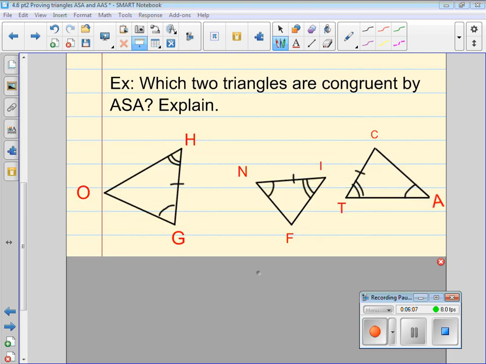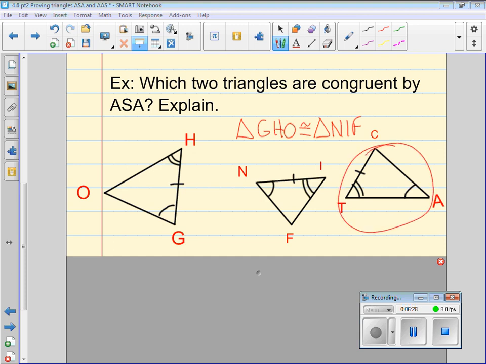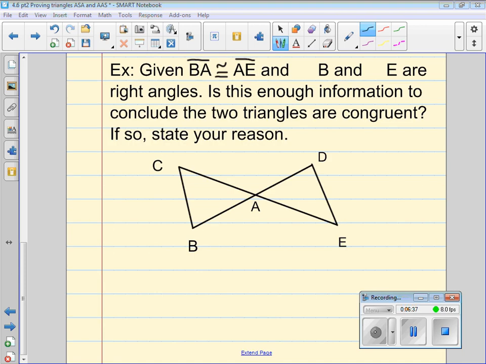Let's look at another one. All right, try to see if you can figure out which one of these two triangles are congruent by angle, side, angle. Put me on pause, come back and check your answer. Okay, GHO is congruent to NIF. Once again, this one here failed because the side that was congruent wasn't included. It needed to be right there to be part of the pack. All right, let's do another one.